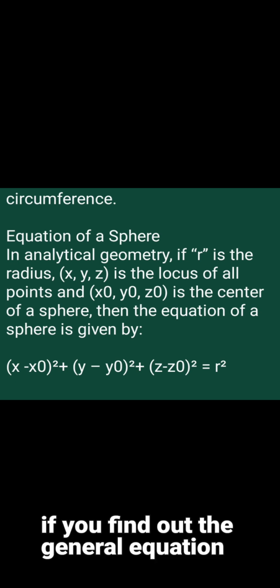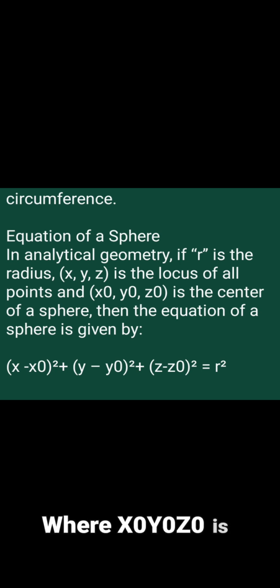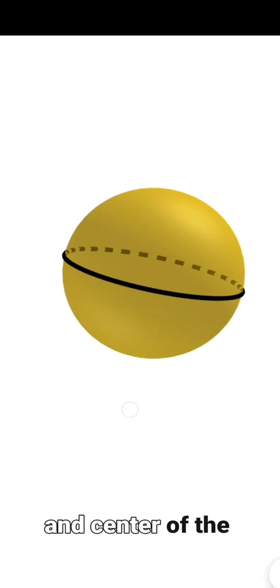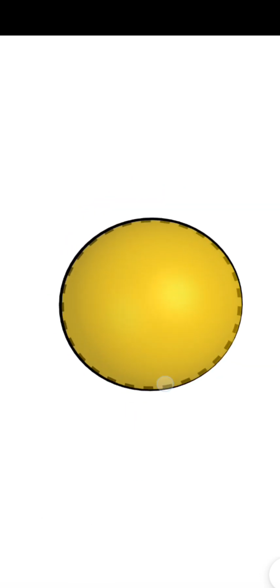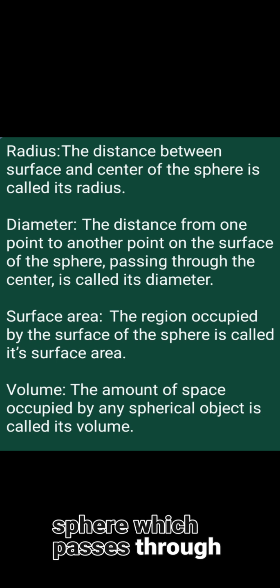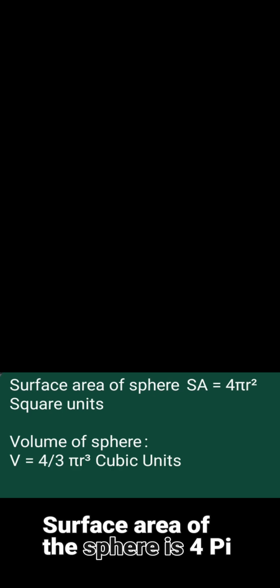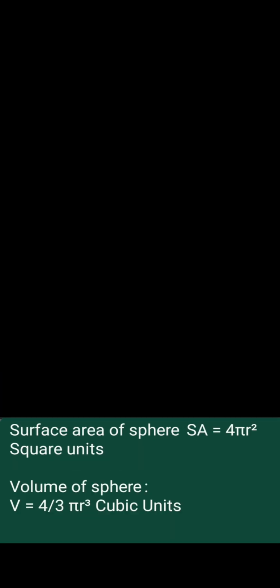For analytical geometry, if you find out the general equation of the sphere, then this is the general equation, where x0, y0, z0 is the center point. Distance between the surface and center of the sphere is called the radius, and the distance from one point to another point on the surface of the sphere which passes through the center is called the diameter. These definitions of radius and diameter are quite similar to those of a circle. Surface area of the sphere is 4 pi r square and the volume is 4 upon 3 pi r cube.